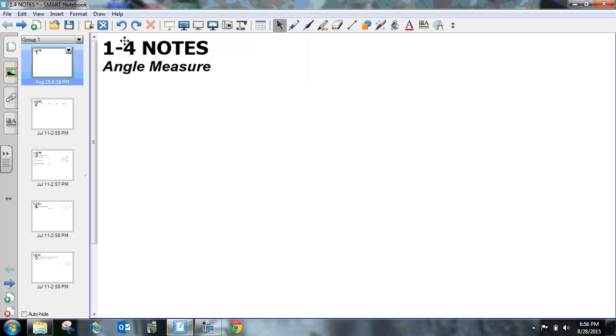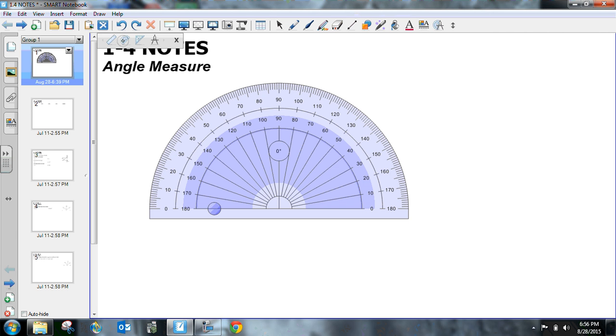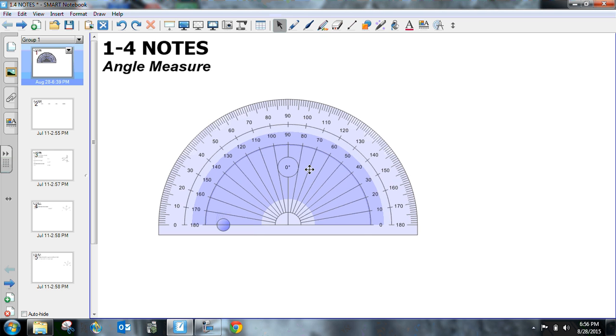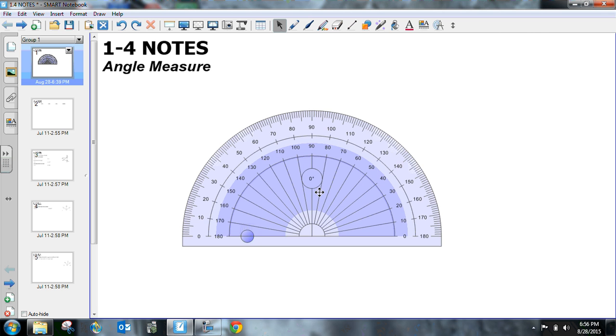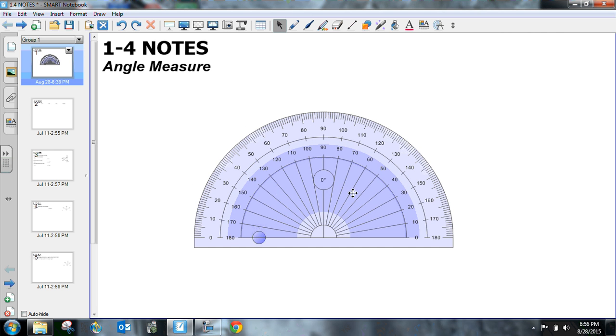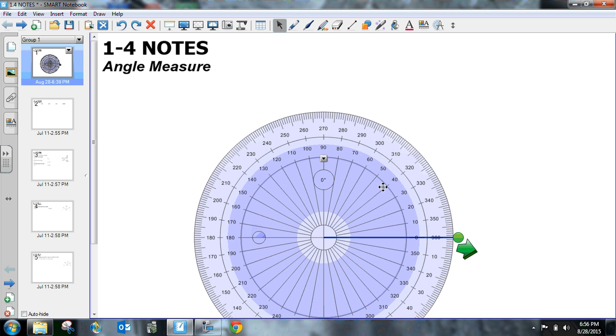The following is a video over 1-4 notes, and this is angle measure. What I want to do is show you a geometric tool called the protractor, and what this does is it actually measures angles, okay? And so we have this thing here. It's a half circle. We can actually measure this as a full circle.